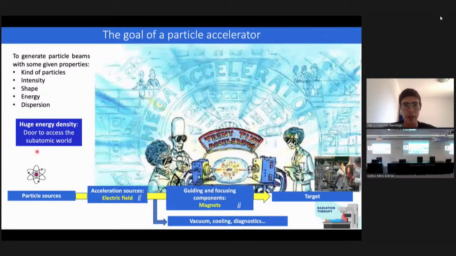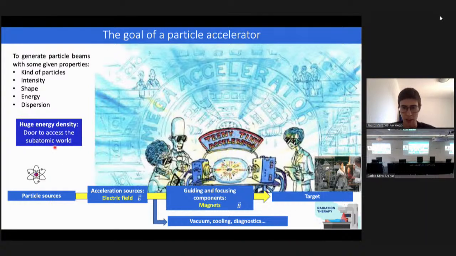So a particle accelerator is a machine that is able to generate particle beams with some given properties. For example, you have to choose the kind of particles that you are accelerating, such as protons, electrons, whatever you want. Then you have to choose the intensity of your beam, the shape, the energy, the dispersion, etc. And the main advantage of this is that you can reach a huge energy density. And this is the door to access the subatomic world.